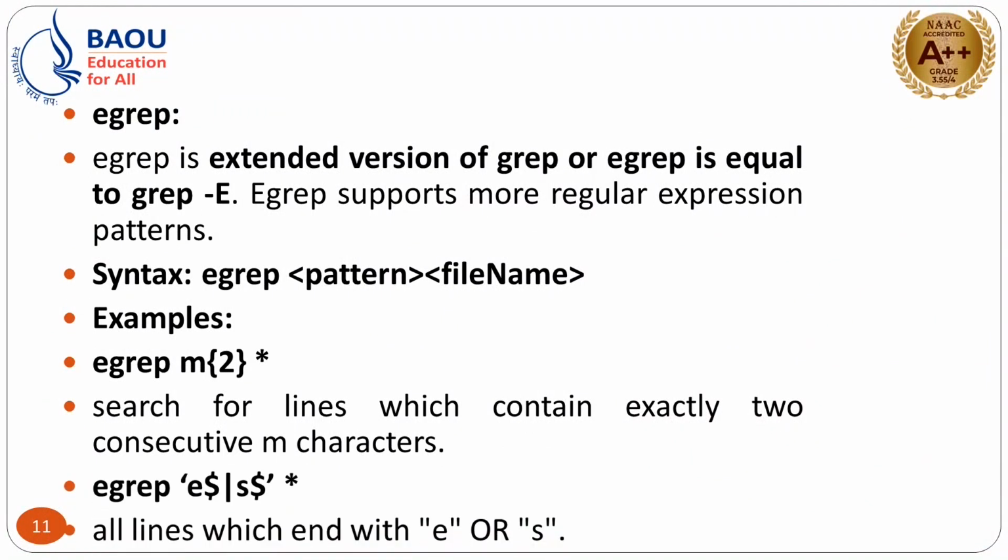Here the asterisk represents multiple files. If you do not want to use an asterisk, you can mention specific files also. Then again it is self explanatory: E, then dollar, pipe, S, then dollar. The dollar sign, as you are already aware, is used if you want to search for a line that ends with a specific character. So here E and S. If you want to search from a file those lines which end with E or those which end with S, in that case you use this command, right.